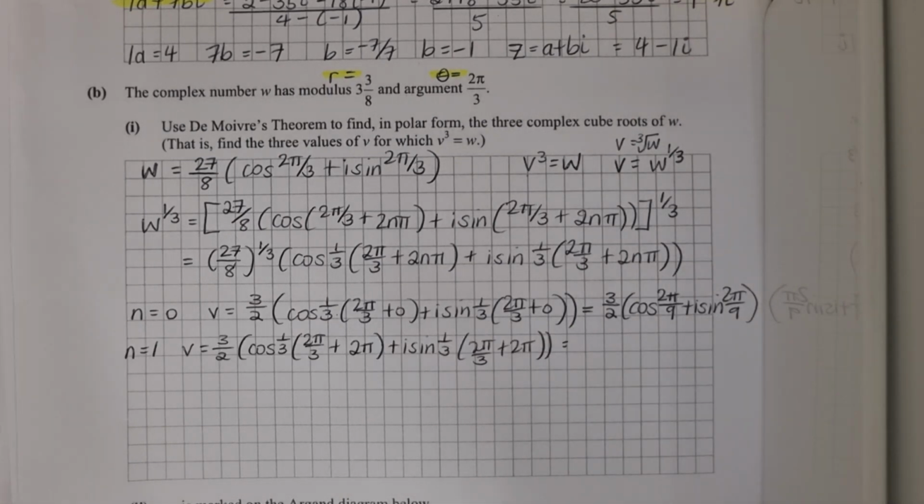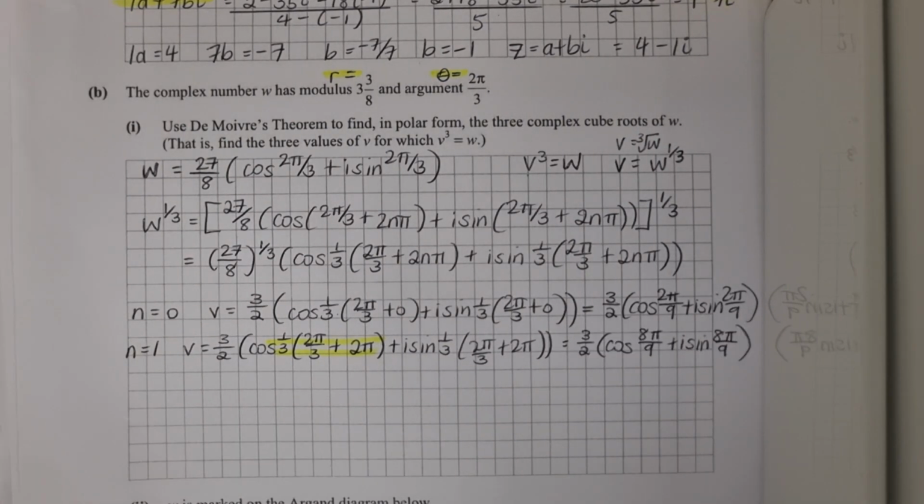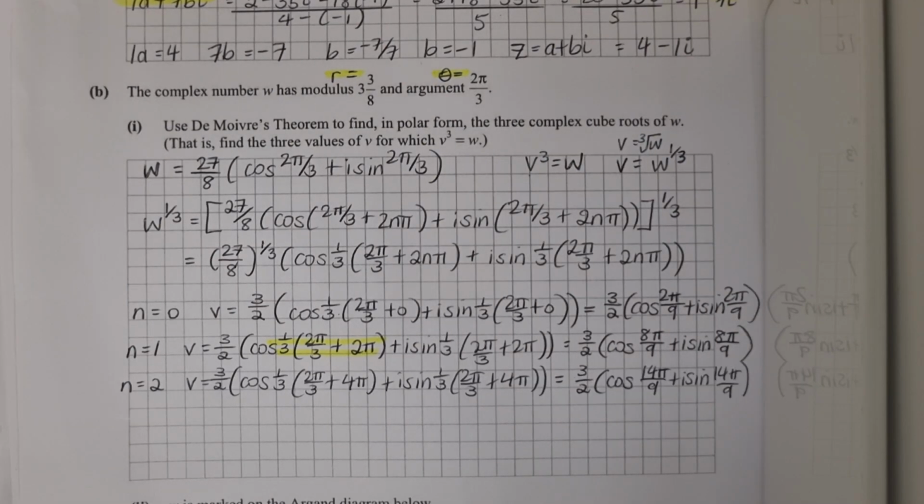Don't let this put you off. Again, calculator is going to take care of it. And you can type this bit into the calculator in full. Here's my next one, 3 over 2 cos 8 pi over 9 plus i sine 8 pi over 9. And then into n equals 2. And I've got 3 over 2 cos 14 pi over 9 and sine 14 pi over 9.